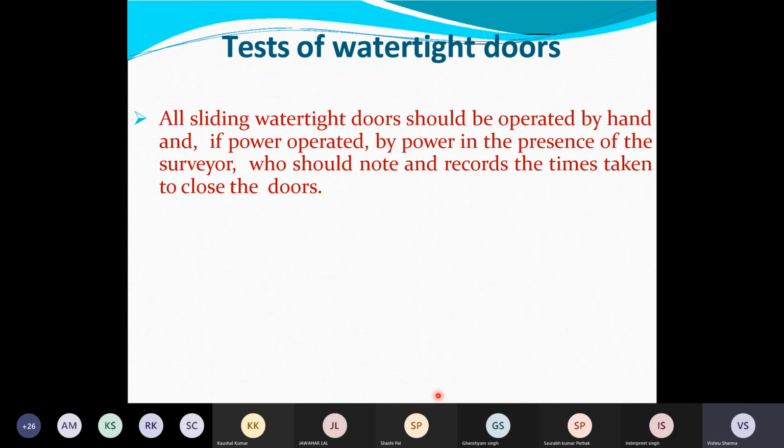All sliding watertight doors should be operated by hand, and if power operated, by power, in the presence of the surveyor, who should note and record the times taken to close the door. We saw that when you are operating an individual door, from the time it starts moving, the minimum time it should take to close is 20 seconds, maximum time is 40 seconds. The door shall move at an approximately uniform speed.